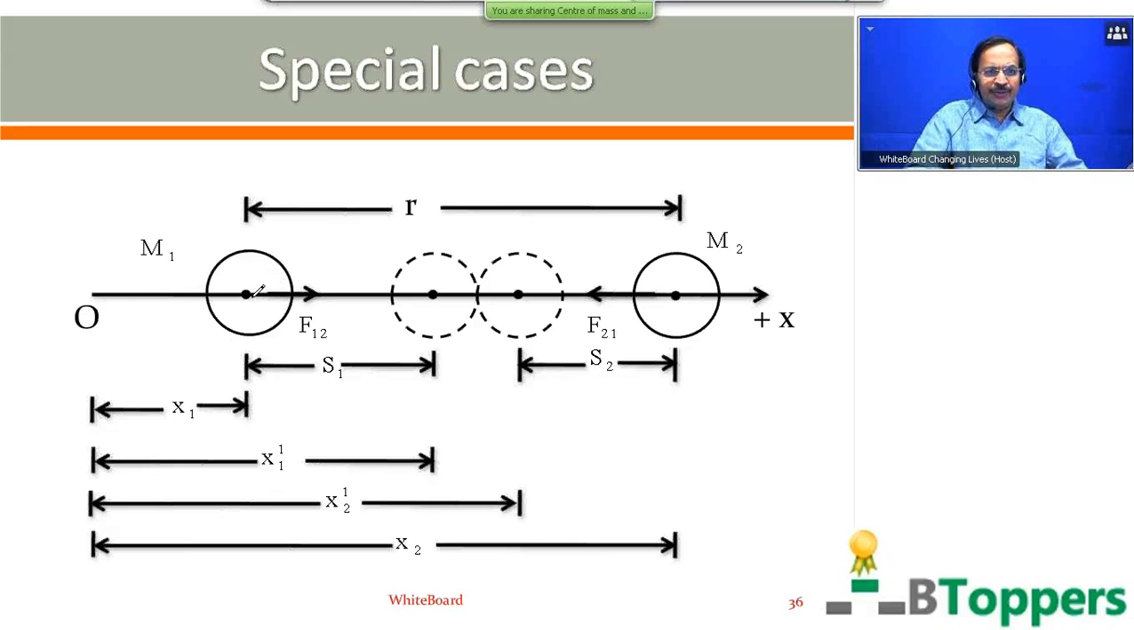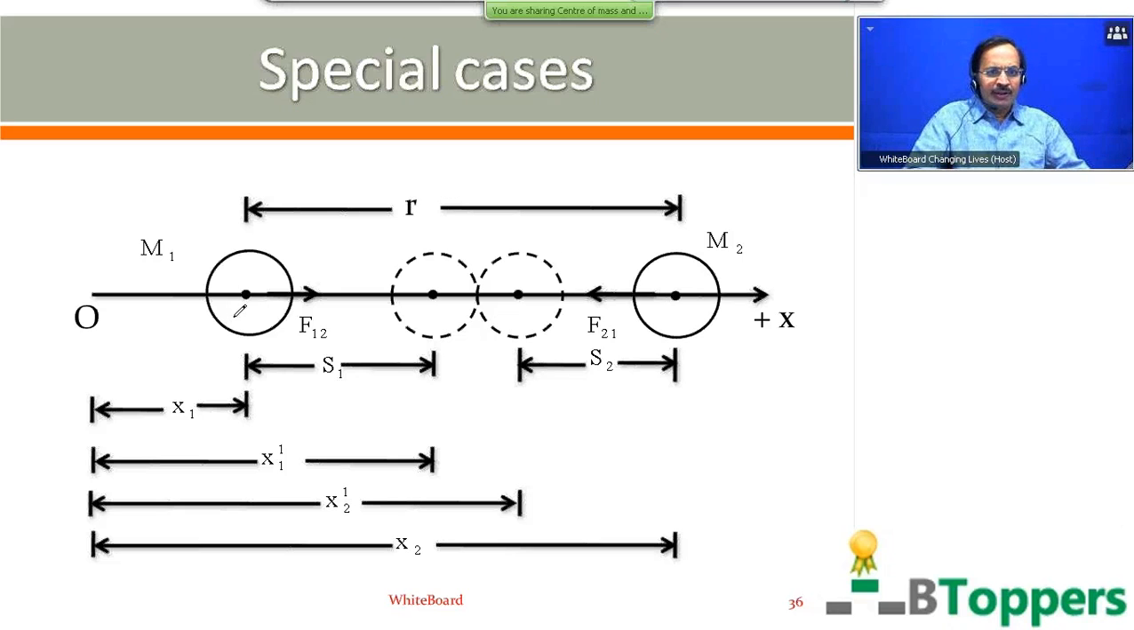this is the initial position of the center of a sphere. This is the initial position of the center of the second sphere. Small r is the initial distance between the centers of the two spheres, which is denoted by D in the previous discussion. Here in the figure it is denoted by small r. You can write D also instead of small r.